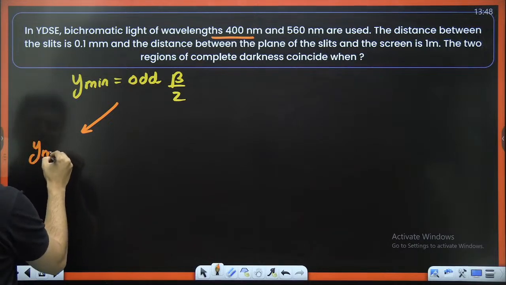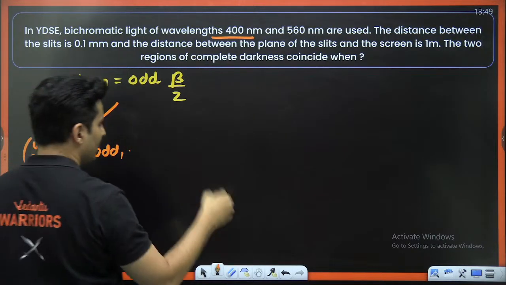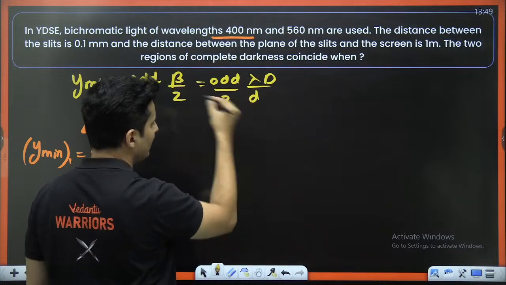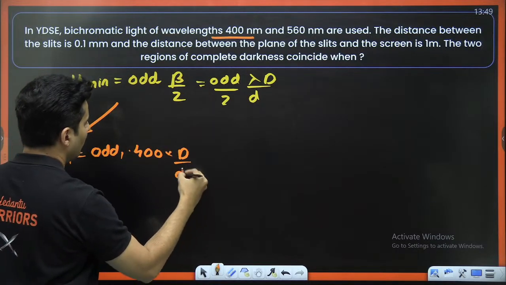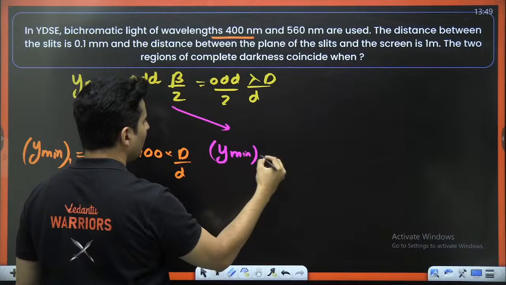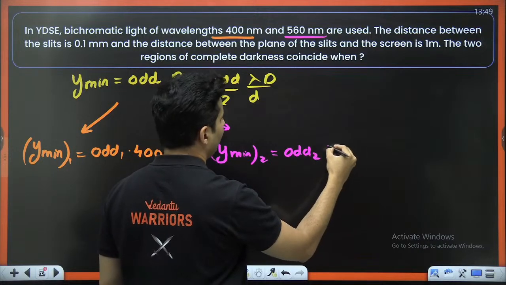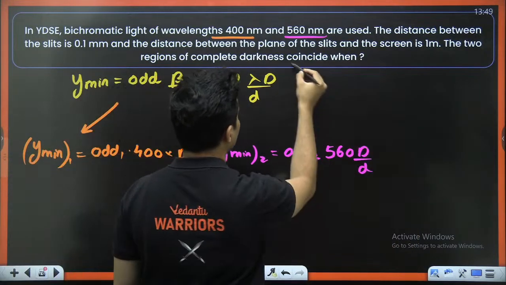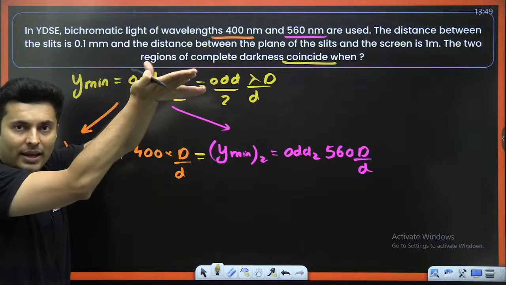So the y minima in the first case will be odd number 1, and beta is, remember, lambda D by d. So this is odd number lambda D by small d, and this 2 is there as it is. So this will be odd number, wavelength is 400, into capital D by small d. Similarly for the other light, the y minima in the second case will be another odd number 2, lambda will be 560, capital D by small d. Because they have to coincide, these two should be equal. Hence they will coincide when their y coordinates are equal.